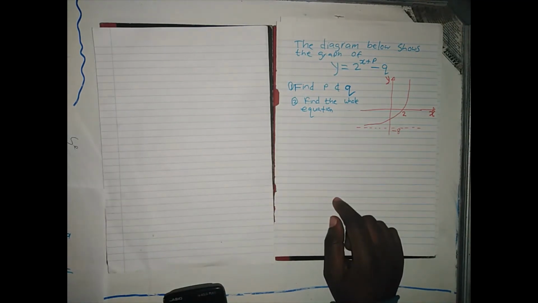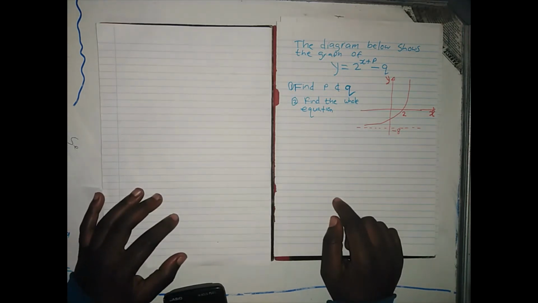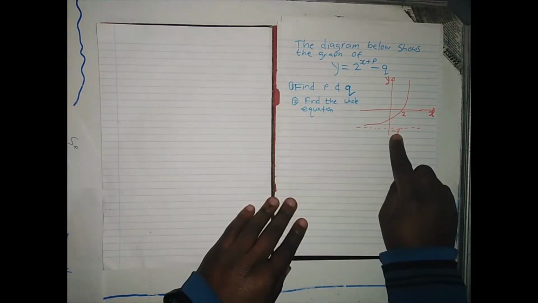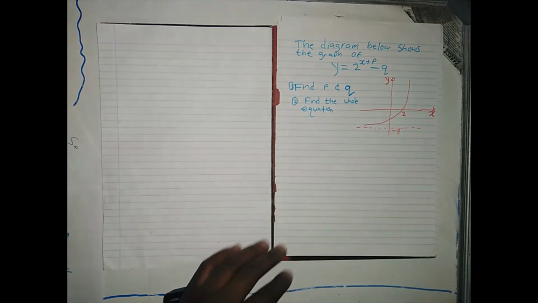Okay, so you need to find q. Remember, what is q? q is the horizontal asymptote. Okay, here we can see the horizontal asymptote is minus 8. So it is minus 8.